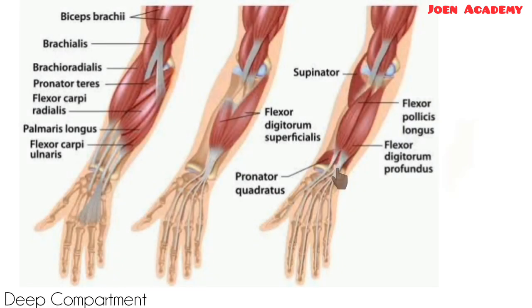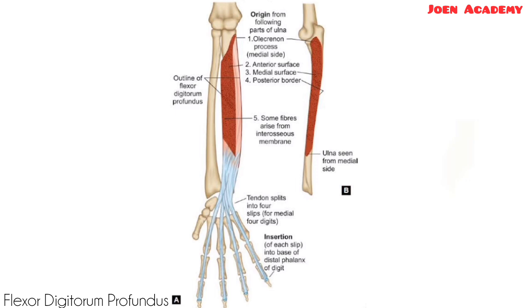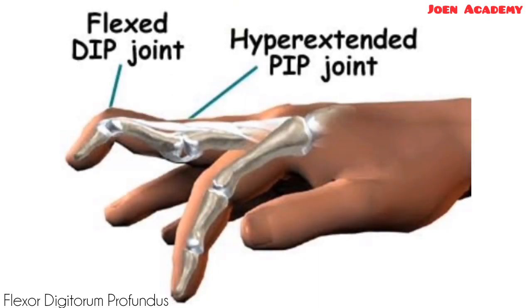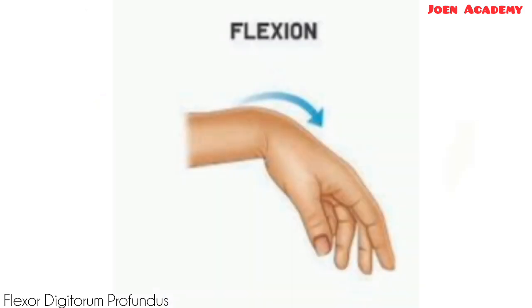The deep compartment contains three muscles. They are flexor digitorum profundus, flexor pollicis longus, and pronator quadratus. Flexor digitorum profundus originates from the ulna and associated interosseous membrane. At the wrist, it splits into four tendons that pass through the carpal tunnel and attach to the distal phalanges of the four fingers. The function of this muscle is that it flexes the distal interphalangeal joints of the fingers, and it is the only muscle that can flex the distal interphalangeal joints at the fingers. It also flexes at the metacarpophalangeal joints and also the wrist.